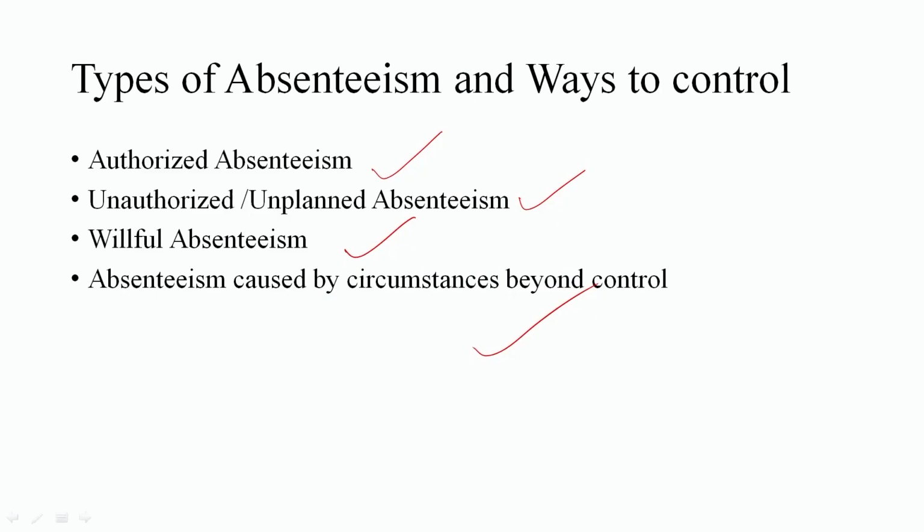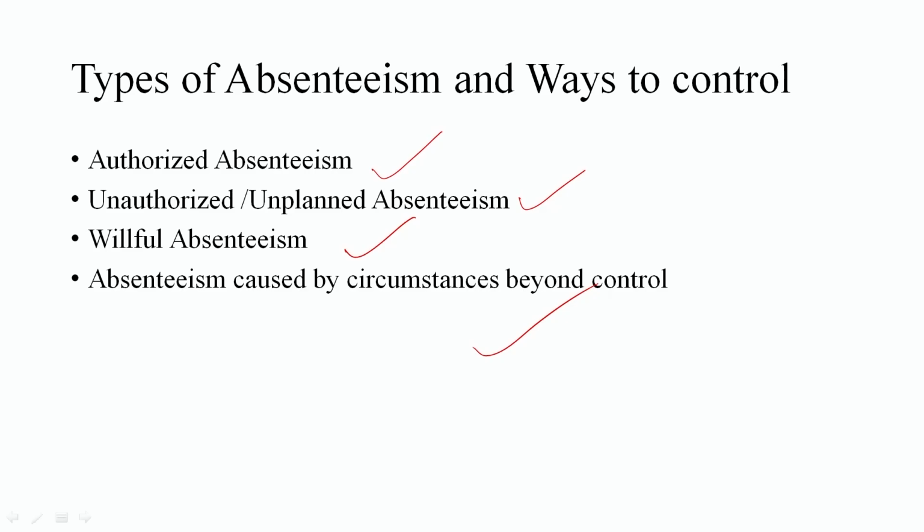It can be in the form of casual leaves, paid leaves, medical leaves, earned leaves, or any gazetted holiday or restricted holiday. If people are not reporting to work on such days, it is known as authorized absenteeism. Then unauthorized, unplanned absenteeism is when people are not sure whether they will go to work or not, just because of an emergency or anything unplanned, any exigency coming in between. That kind of absenteeism is related to unplanned absenteeism.